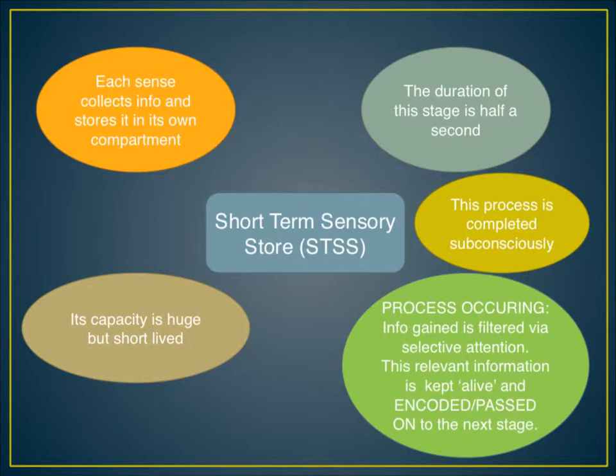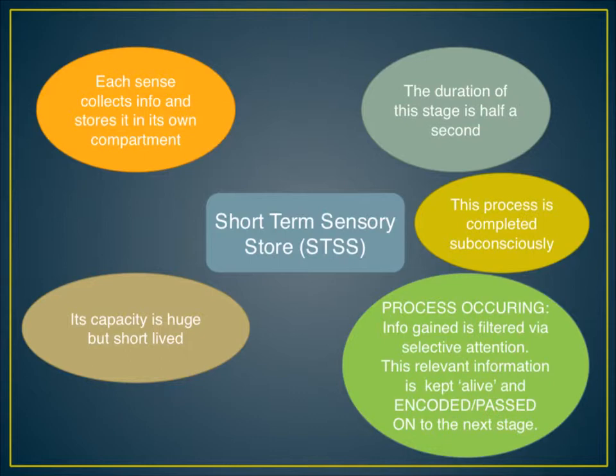Okay, so we said just now a process is maintenance and keeping information alive. So the short duration of this stage means that selective attention, or filtering our attention to specific relevant information, is most important, because it doesn't last very long. Information is kept alive only if it's relevant, so we focus in on it to keep it alive. Because it's kept alive, it is then encoded or passed on to the next stage.